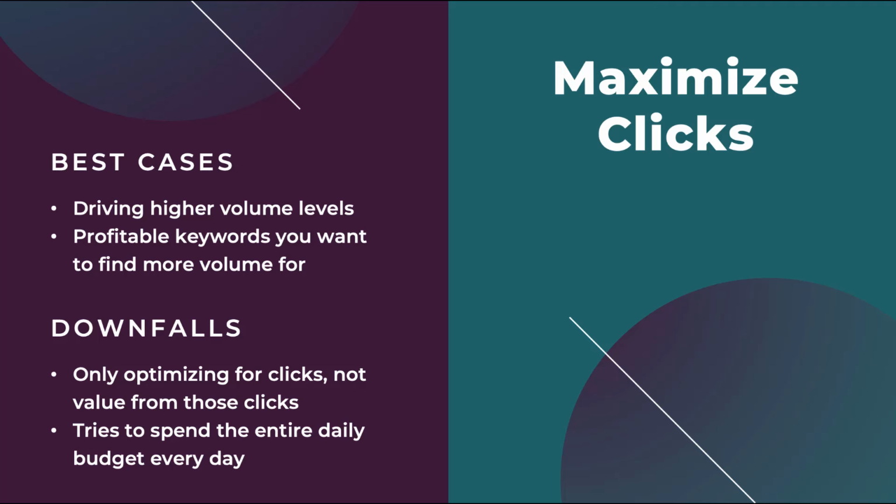Let's say maybe your target cost per conversion is $10, but for some reason a certain set of keywords you consistently are seeing $2 cost per conversion on them. Maximize clicks could be a really good way to try and get as much volume through on those high performing keywords while trying to keep the same cost per conversion low, but not setting any limits on that front.